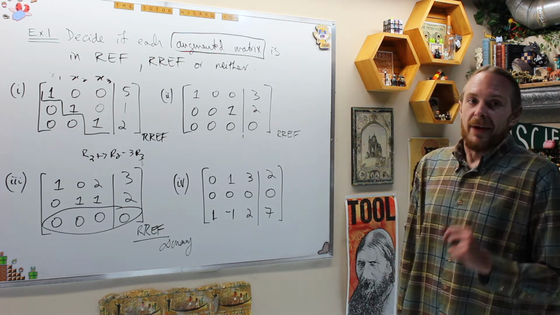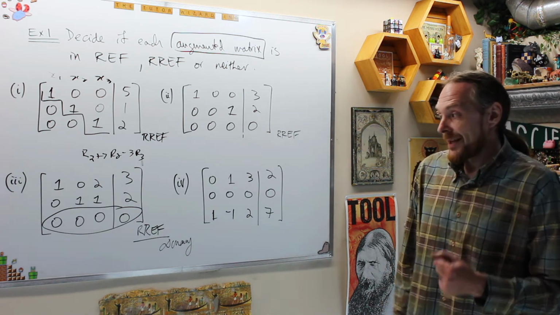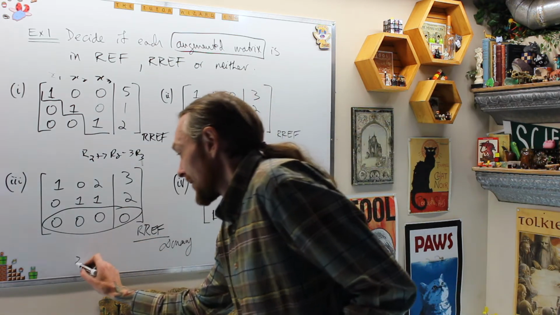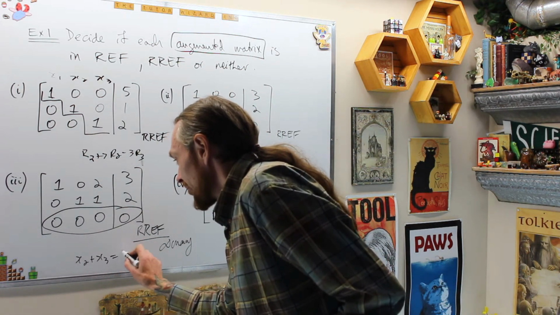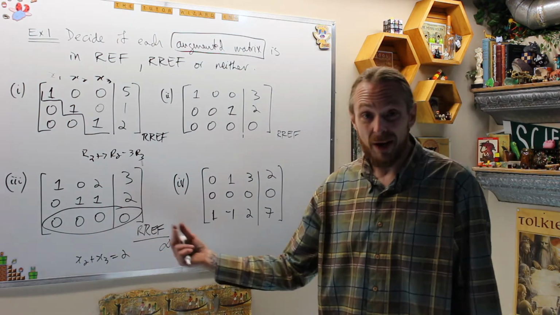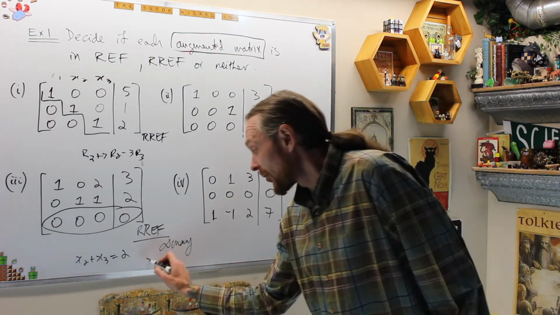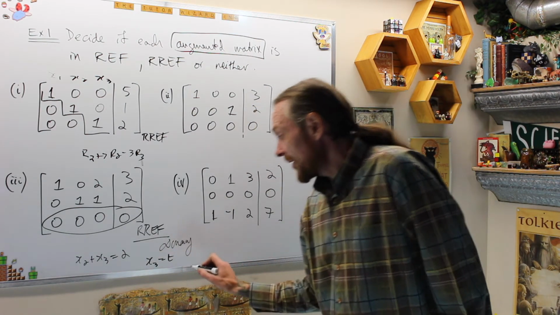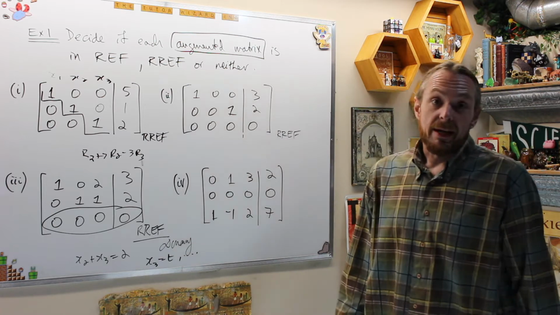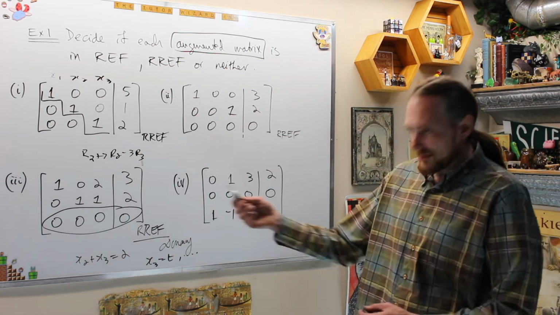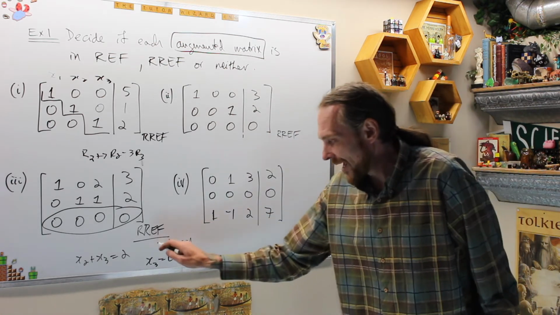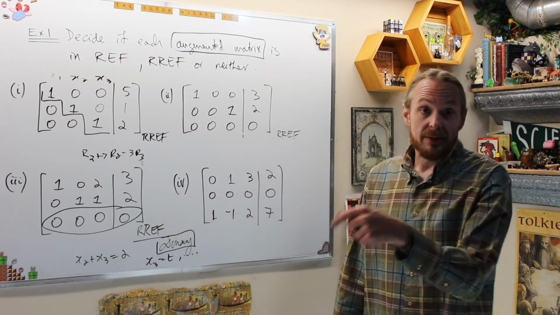But if I actually want the solution, it says solve it, I have to see what that says. That says x2 plus x3 equals 2. Because I have 2 unknowns in one equation, one of them is free. We're going to let x3 equal t, and we solve from there. That's what we're going to do in the next example. But this is the difference between just deciding whether I have infinitely many and listing the general solution and giving us all of them.